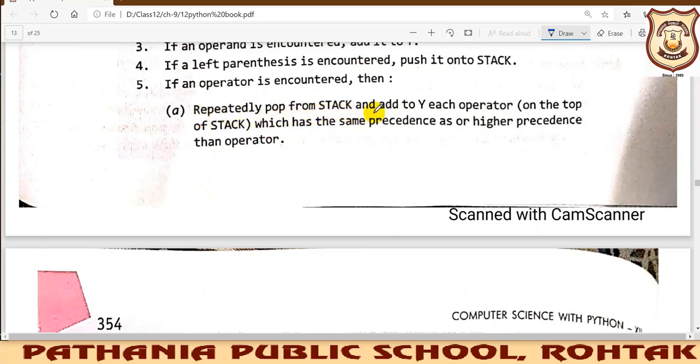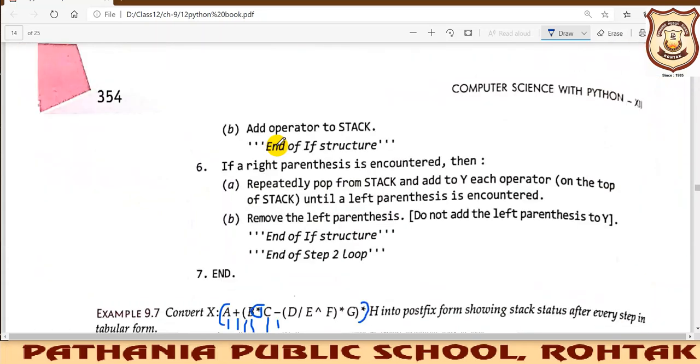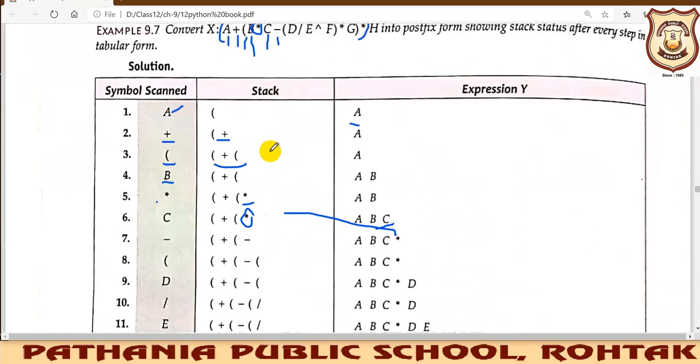Repeatedly pop the stack and add y to each operator on the top of the stack which has the same precedence or higher precedence than the operator. See, if you are trying to put an operator into the stack that has the same precedence or higher precedence than the operator, then you need to pop out. What it means: you are trying to put an operator here.